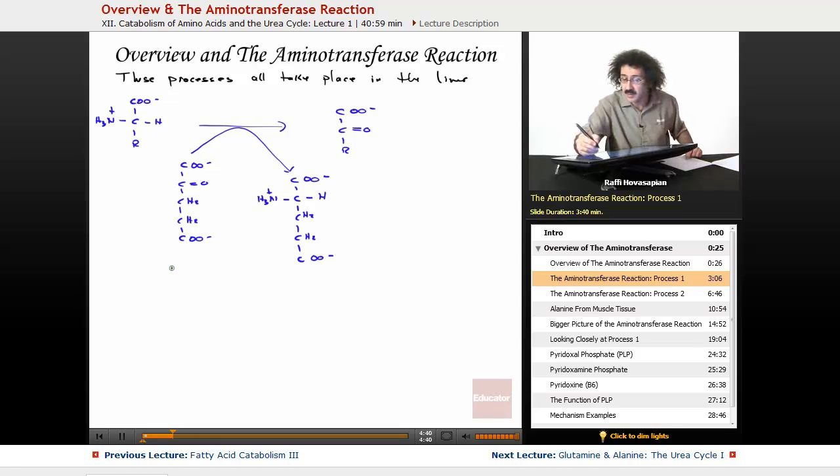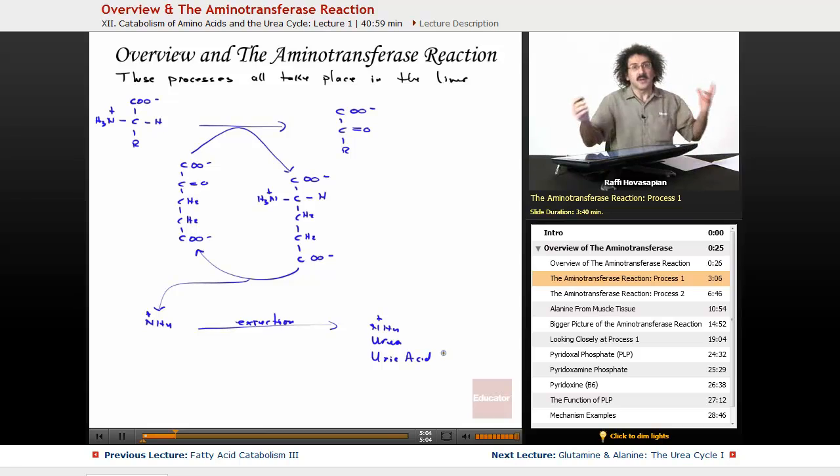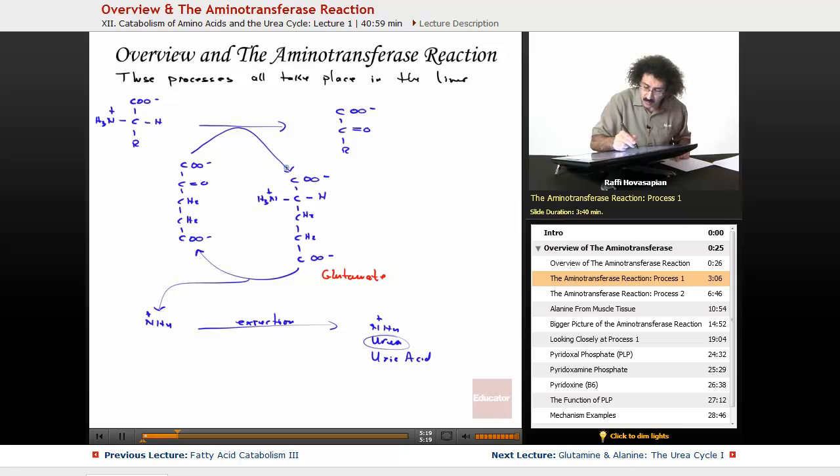So this molecule, well, actually let me go ahead and finish up the drawing here. This is going to be the NH4 plus. This is going to be excretion. And it's going to be either NH4 plus, urea or uric acid, depending on the particular organism that we're talking about. For us, it's going to be urea. So now, let me see here. This molecule right here, in red, is glutamate. And this molecule right here is the alpha-ketoglutarate.